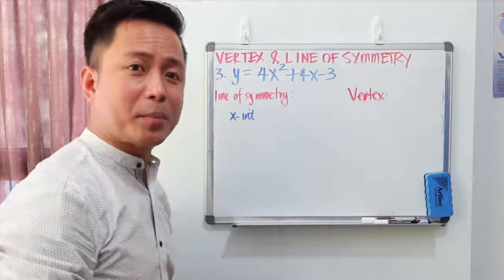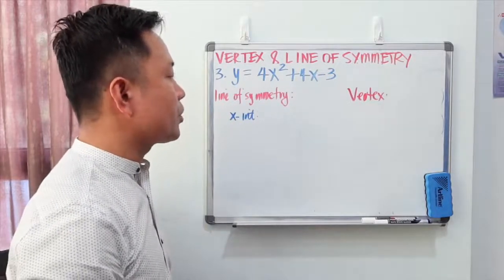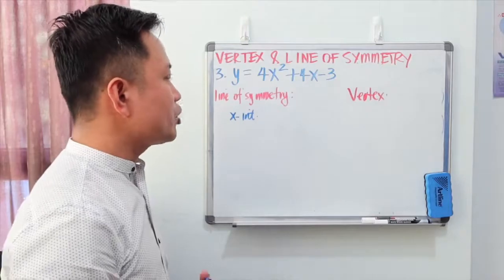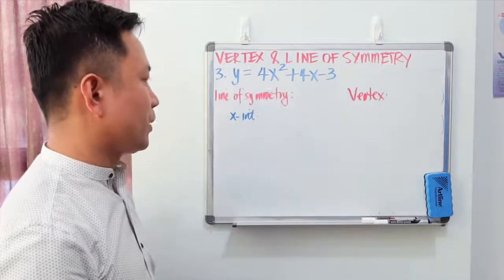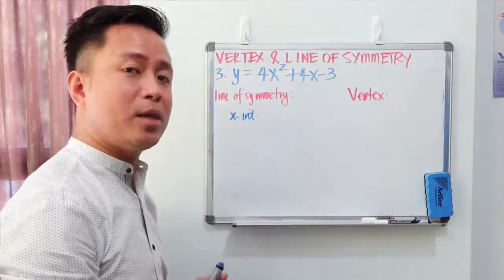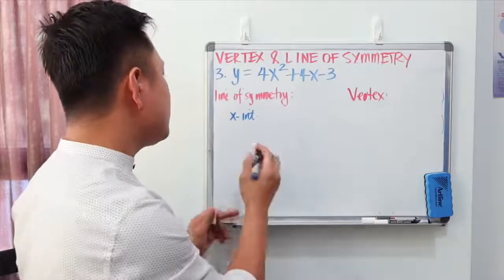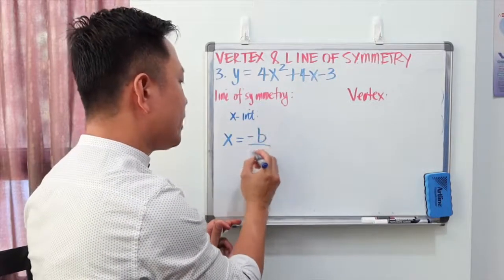Now let's have example number 3. y is equal to 4x squared plus 4x minus 3. So this quadratic function is not in factored form. In fact, it is in standard form. If it is in standard form, the easiest way to find the line of symmetry is by using the part of the quadratic formula, negative b over 2a.